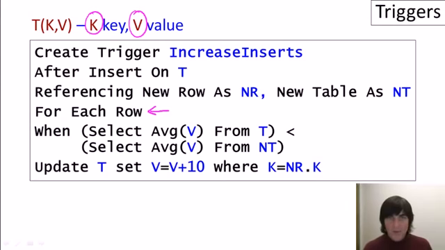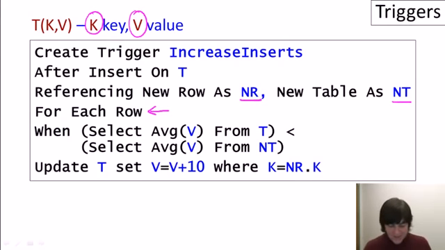So as a reminder, when we have a row-level trigger, we can refer both to the specific tuple that's being processed for one activation of the trigger, and we can also refer to the entire set of changes that were made by the modification command that caused the trigger to be activated. So in this trigger, we're going to use nr to refer to the current inserted row that we're processing, and nt to refer to the entire set of inserted rows.